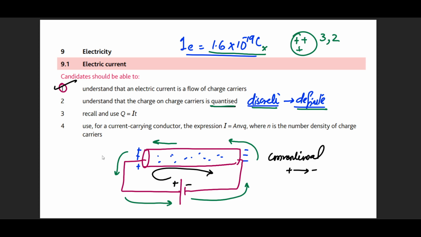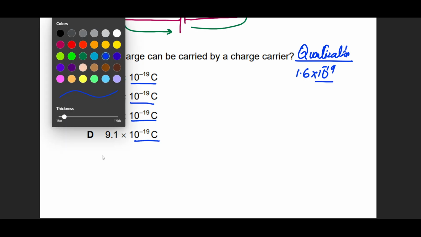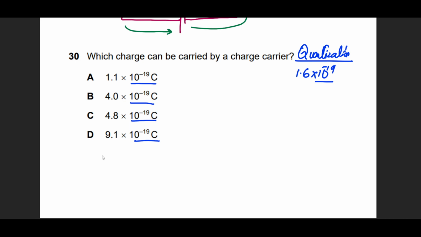So, how does a question on this come? This is taken from the latest paper of May-June 2023. Now, he says, what is the possible combination of a charge carrier? Now, he is eventually asking you about quantization, that do you know that it is going to be a quantized number? Now, we know that one electron has 1.6 × 10^-19. Since every single one of them has a power of minus 19, it means that for a quick calculation, at least to solve quickly, I don't need to involve the minus 19 in calculations. If you want to do that, then be my guest, it's your choice. It's going to only make the calculations longer.